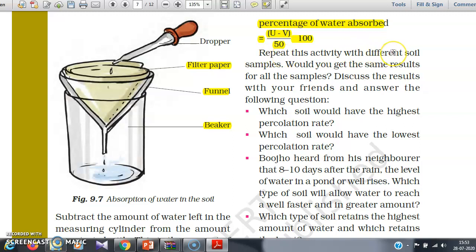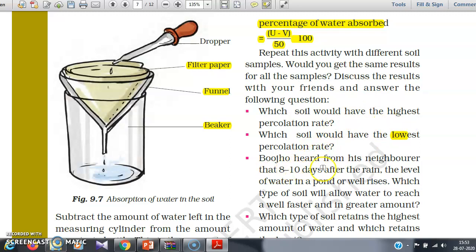Repeat this activity with different soil samples. Would you get the same result for all the samples? I have told you, definitely not. Discuss the result with your friends and answer the following questions. Which soil would have the highest percolation rate? As expected, the highest percolation rate will be of sandy soil because the particle size is bigger, gaps are bigger. Which soil would have the lowest percolation rate?